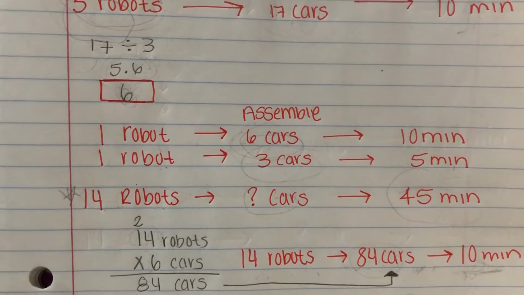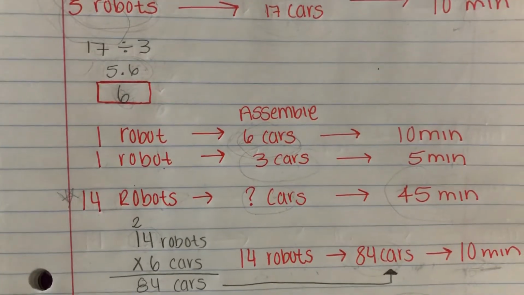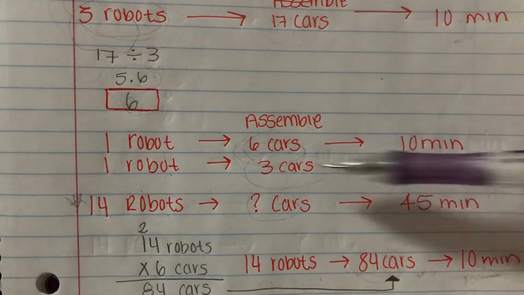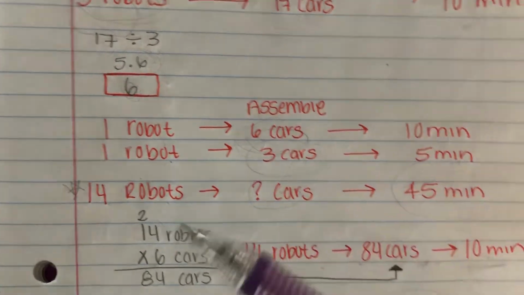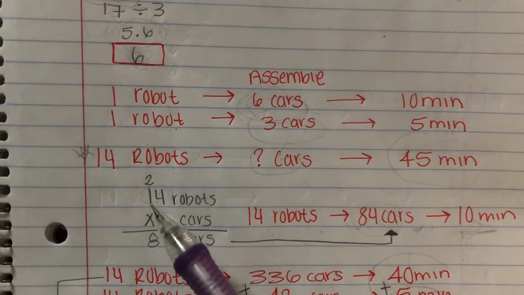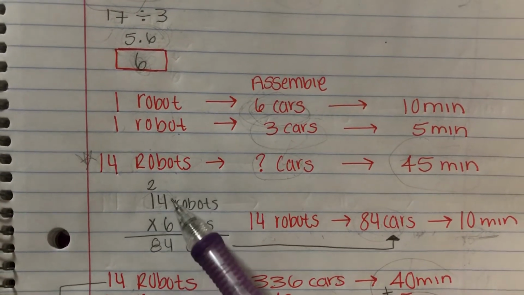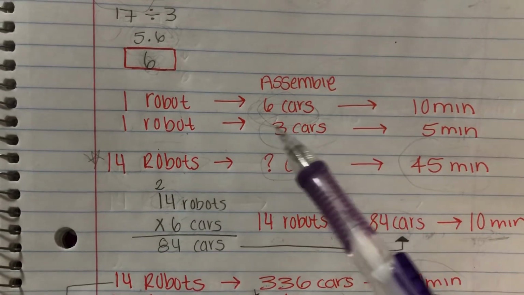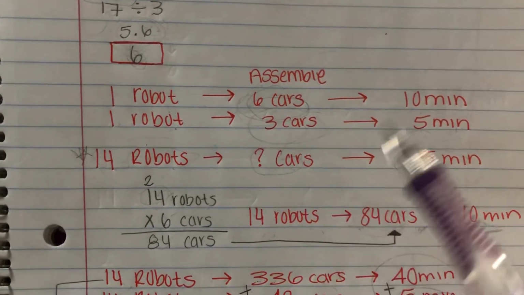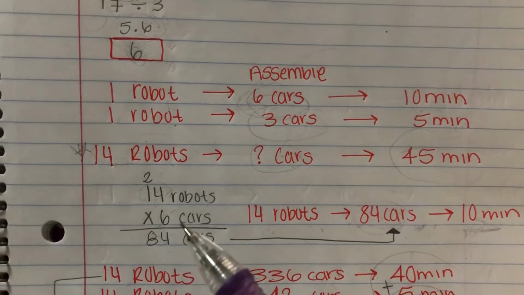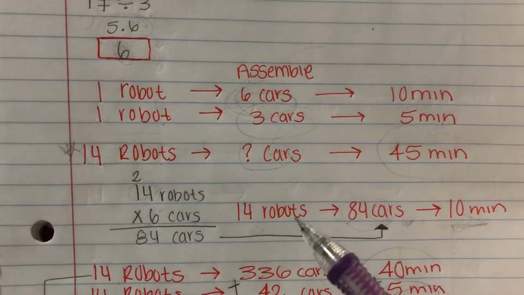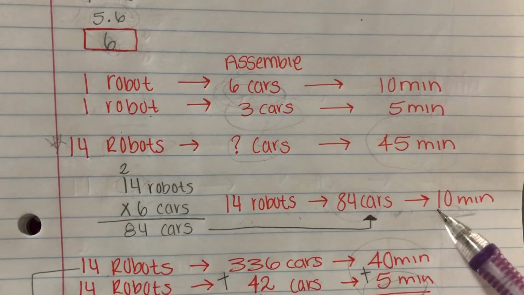But what was our actual question? Well, we want to know how many cars can be assembled in 45 minutes by 14 robots. So what we did was multiply 14 times 6, 14 representing the number of robots and 6 representing the total number of cars that each robot can assemble in 10 minutes. So now we know, after multiplying 14 times 6, that 14 robots can build 84 cars in 10 minutes.